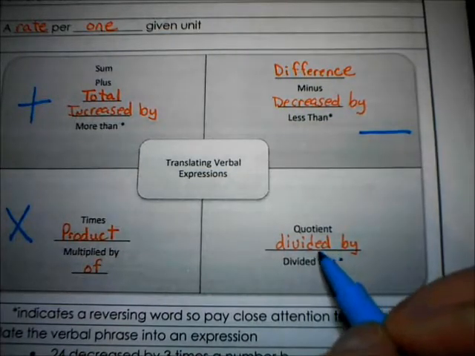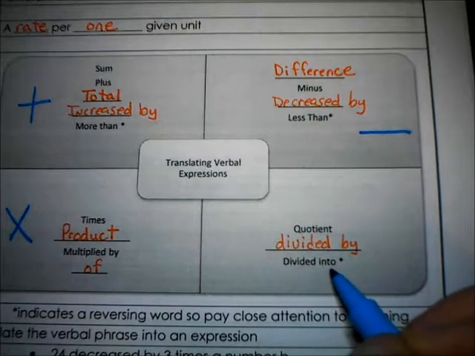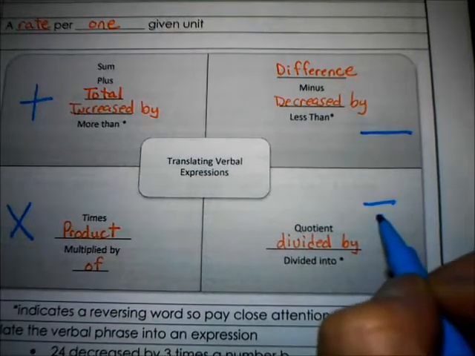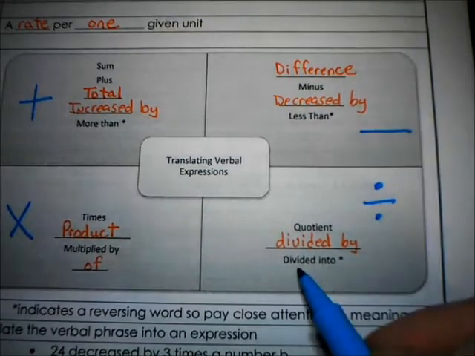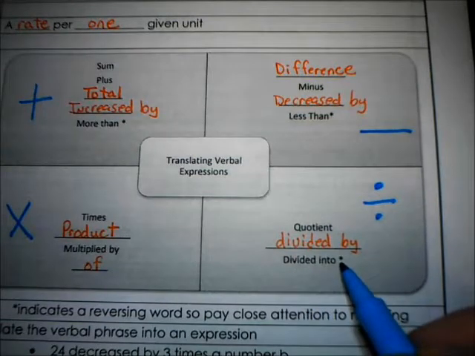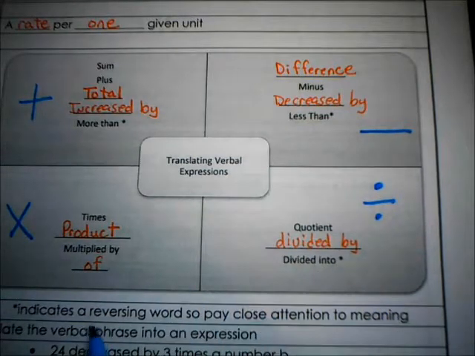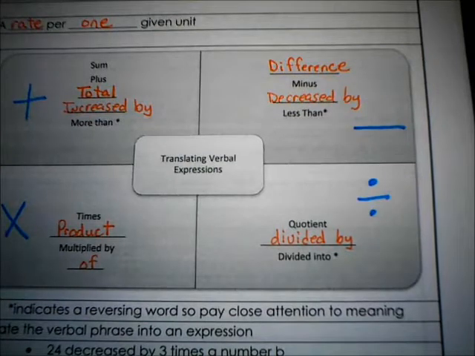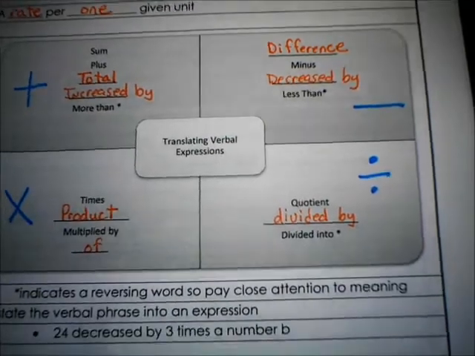And then in the bottom right hand corner has quotient, divided by, and divided into. This is our division corner. And once again, divided into has that star, so that when you see your words you have to flip the order or reverse the words in your sentence. Okay, so hopefully you got those written down, otherwise pause it real quick.